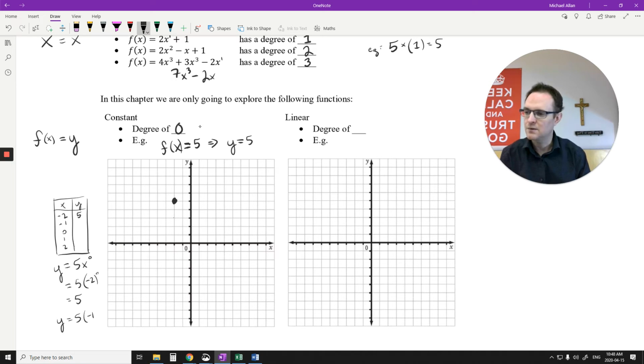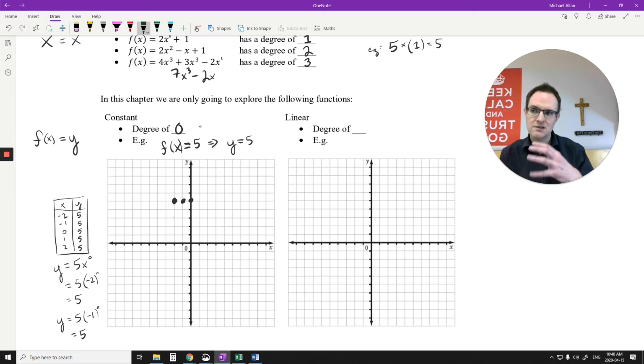If I put a -1 in there raised to the power of 0, well, -1 to the power of 0 is 1. 1 times 5 is 5. Okay, so -1 is 5. If I put a 0 in there, 0 to the power of 0 is 1 times 5, which would be 5. Okay, put a 1 in there. 1 to the power of 0 times 5 is 5. 2 to the power of 0 is 1, just get 5s out.